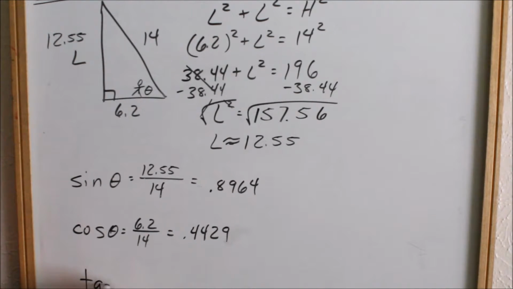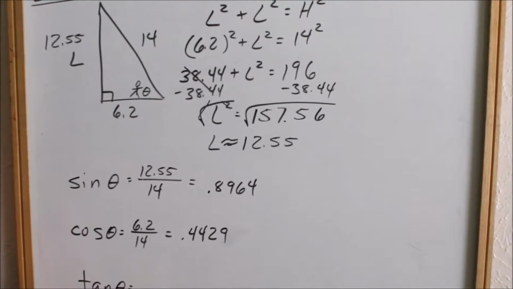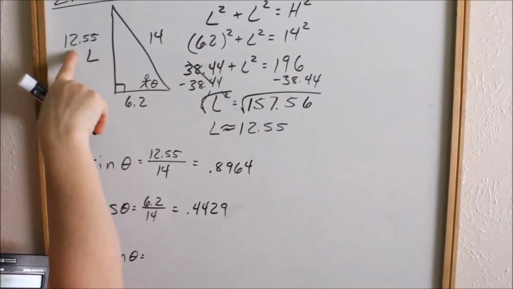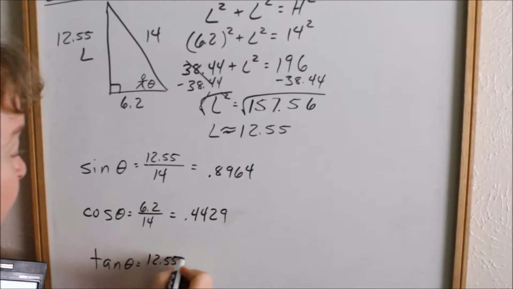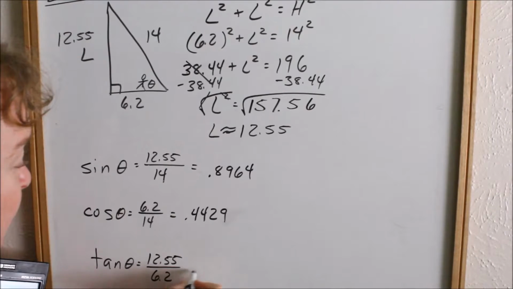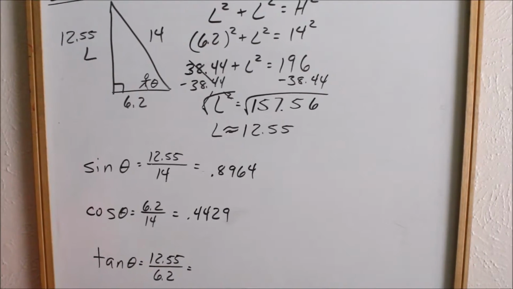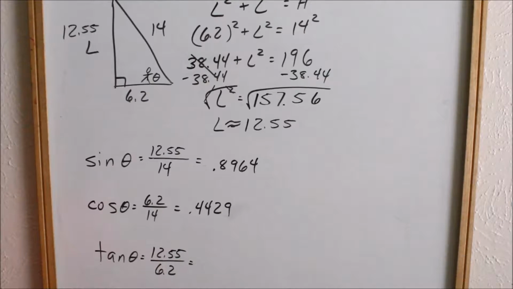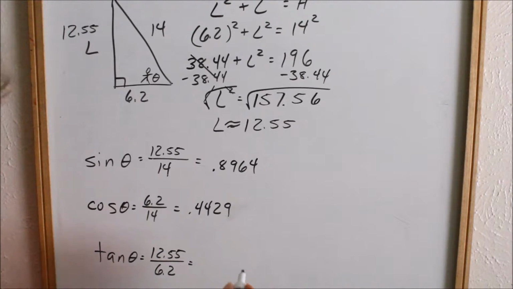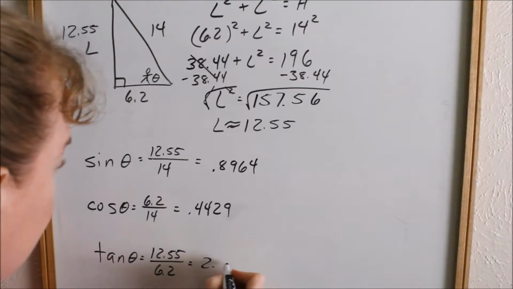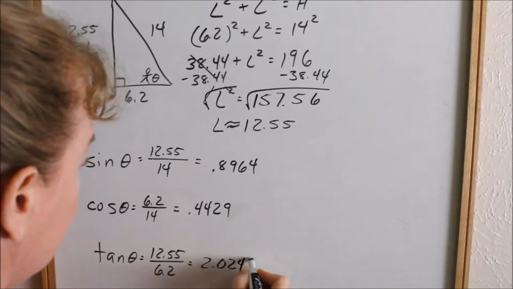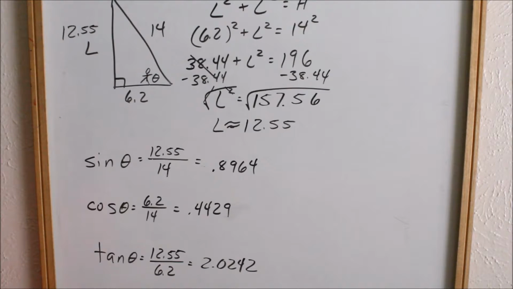Okay, now we're going to do tangent theta. Tangent is opposite over adjacent. If I'm standing here, the side opposite me is 12.55 over the side adjacent to me, 6.2. Let's divide that out. 12.55 divided by 6.2 is 2.0242. Do it to 4 decimal places, and tangent can be a decimal higher than 1. I'm going to divide that out again just to double check. Yeah. Okay, we've done 3 of the trig ratios.